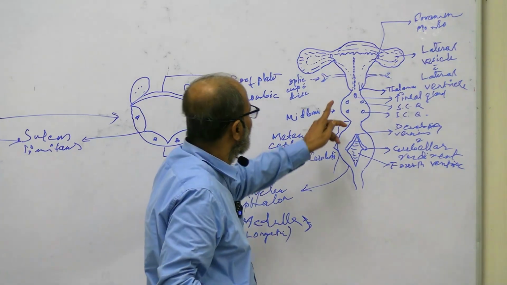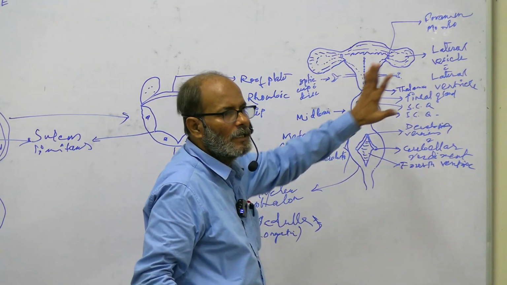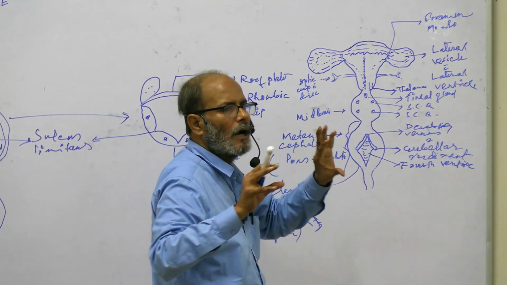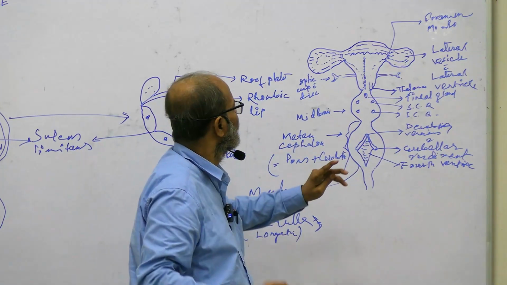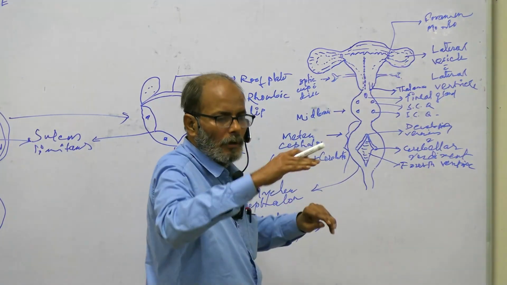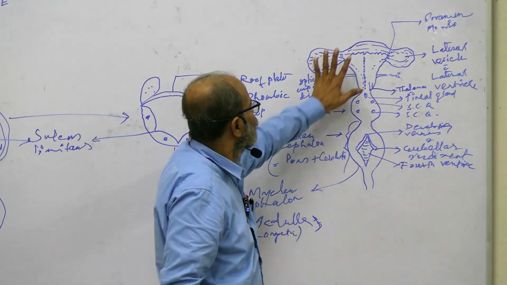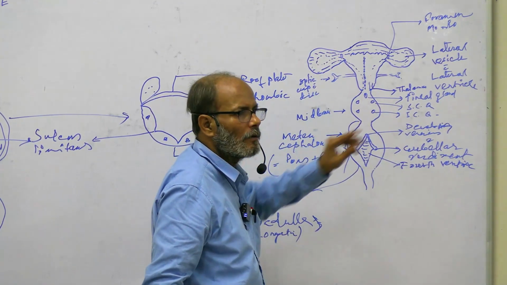Now look at this diagram. Here you can see the lateral vesicle evaginating out from the cerebrum, giving rise to the lateral ventricle, on whose roof there is choroid plexus. This is the choroid plexus of the lateral ventricle, and on either side there is the developing thalamus.